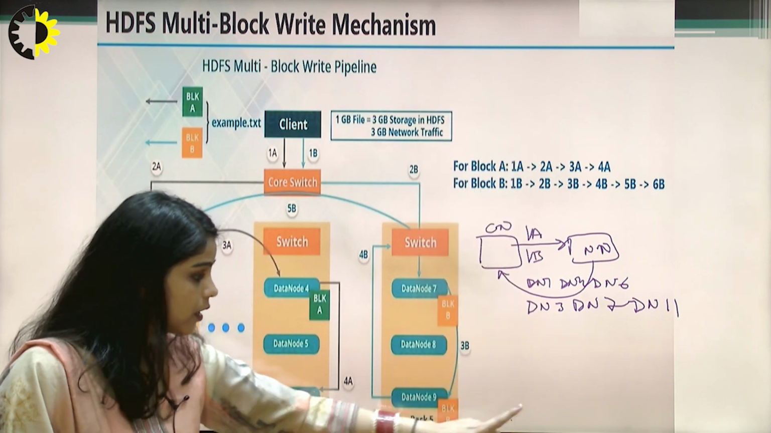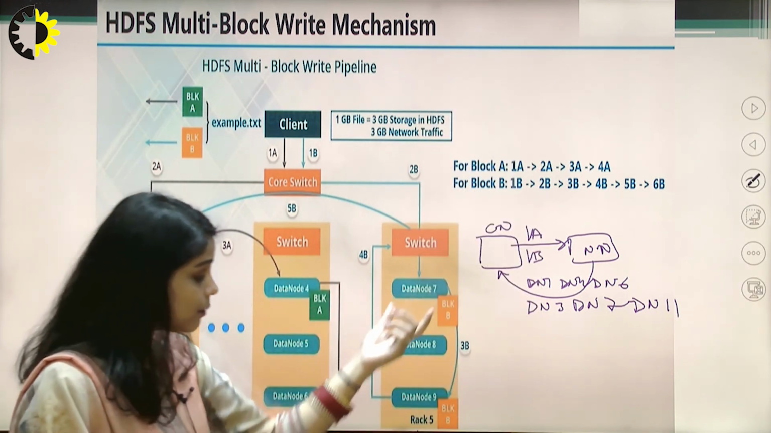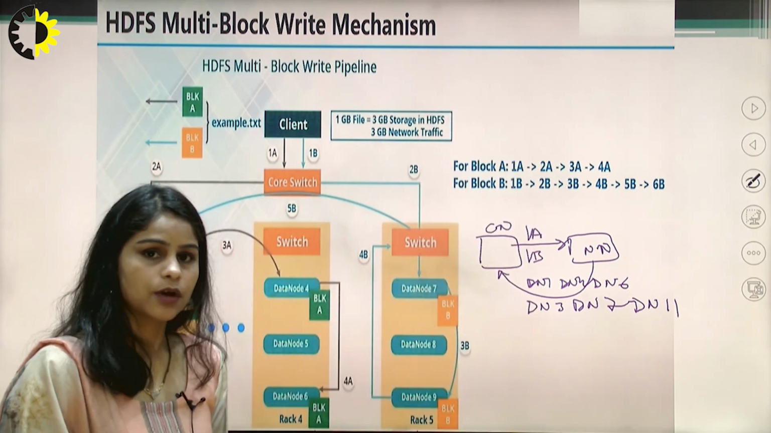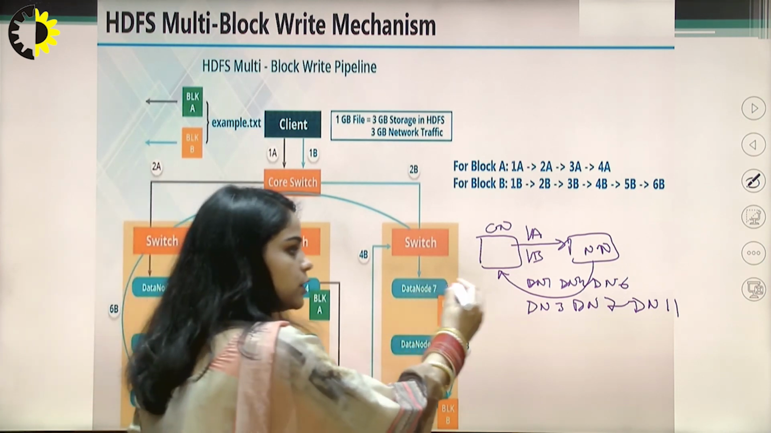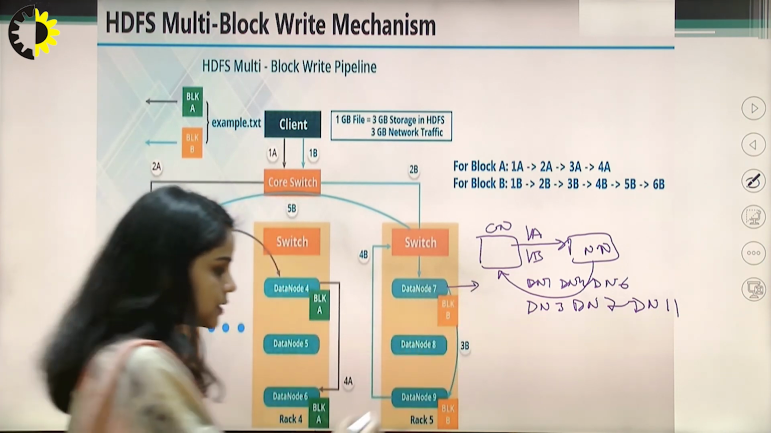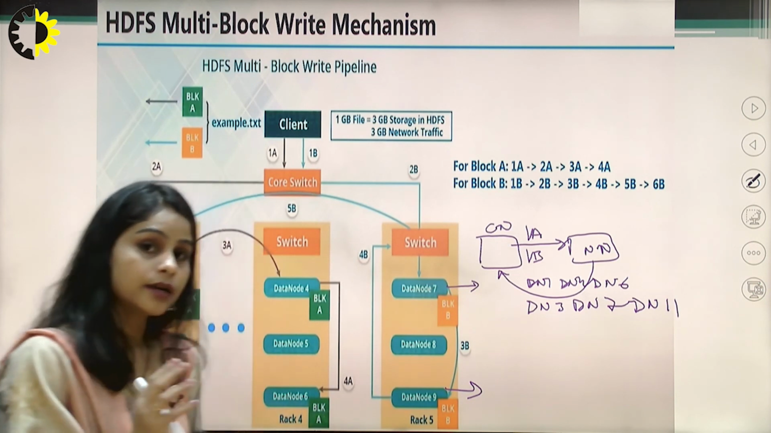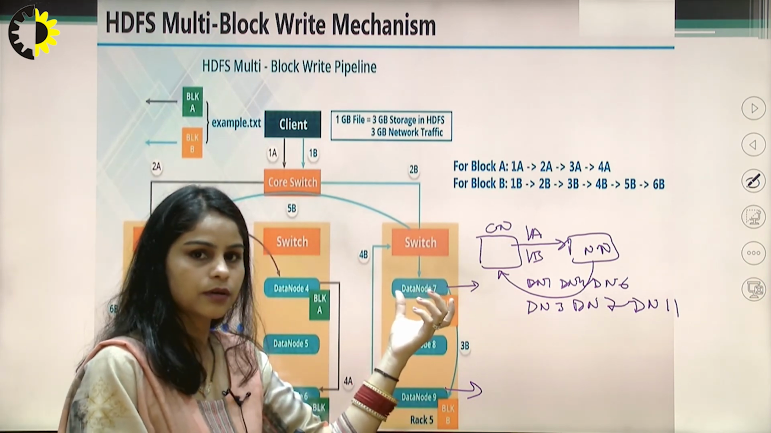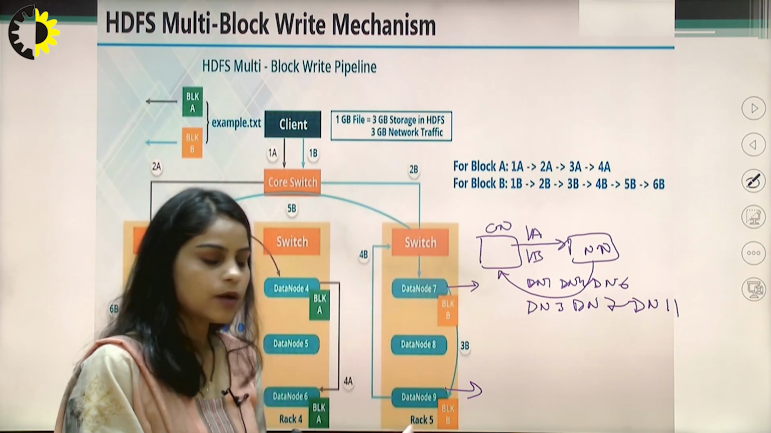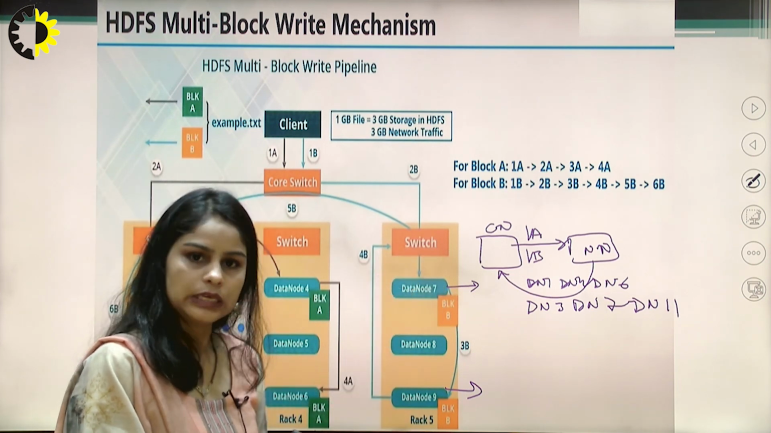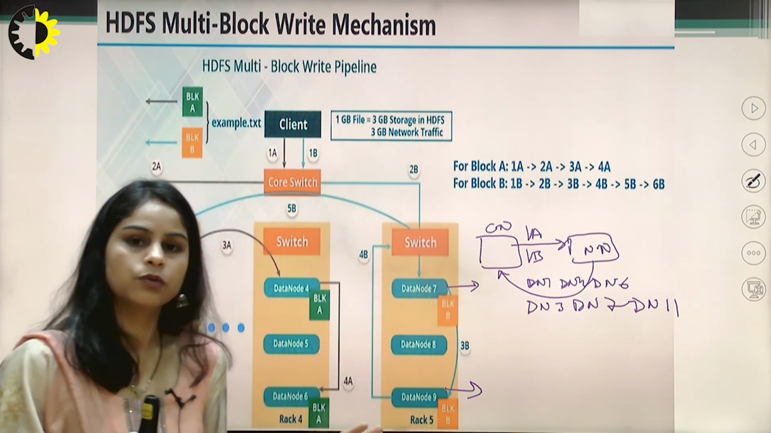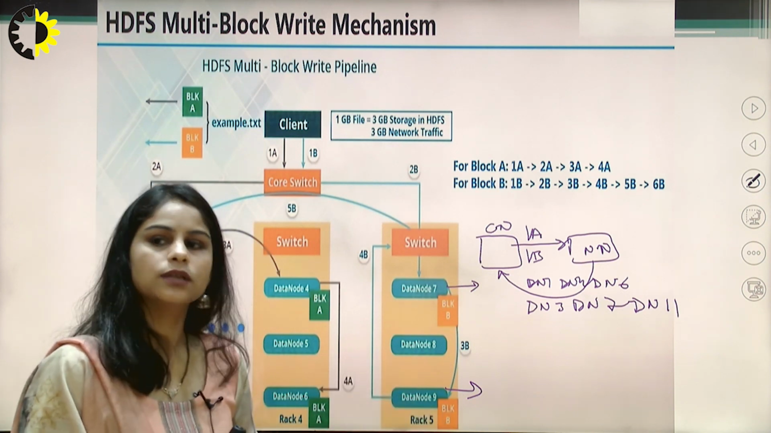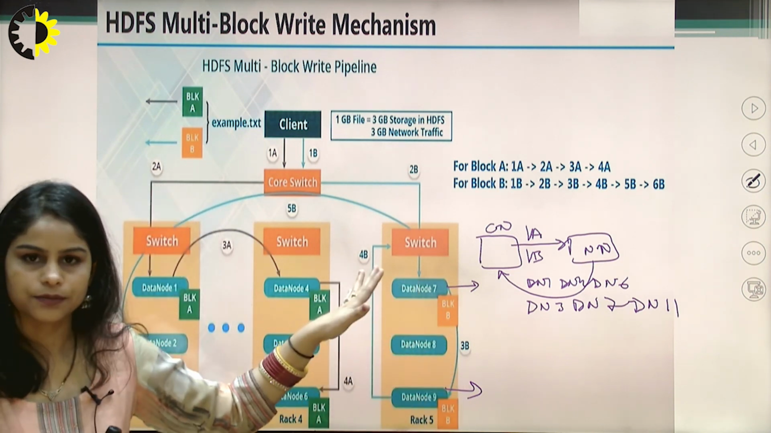Now you can ask this question: are we keeping the files in the same location? No, this is another individual commodity hardware and this is another machine. You can understand it like this: this is another system and this is some other server. There is only one rack because one switch is controlling these machines. That's it. So it means we are storing the data in a distributed fashion.